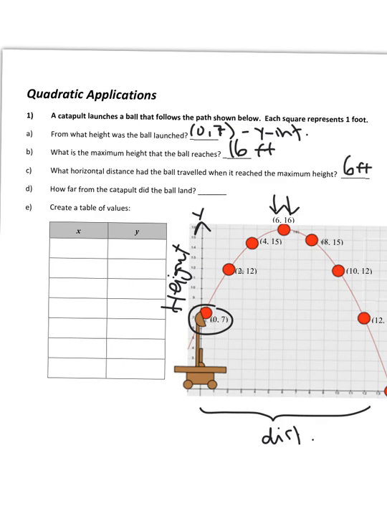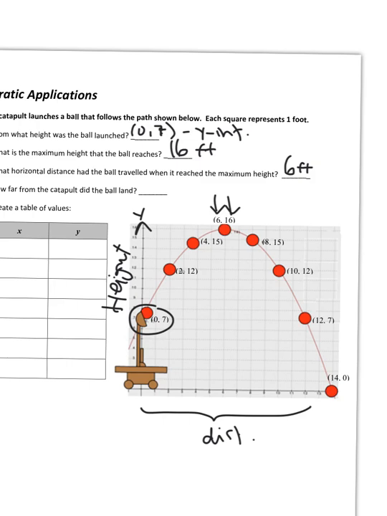Next, it's saying how far from the catapult did the ball land. So we're looking over here at the 0. We're looking at this guy right here. That's where we're landing, and the distance there would be 14. So let's put that in here, 14 feet.